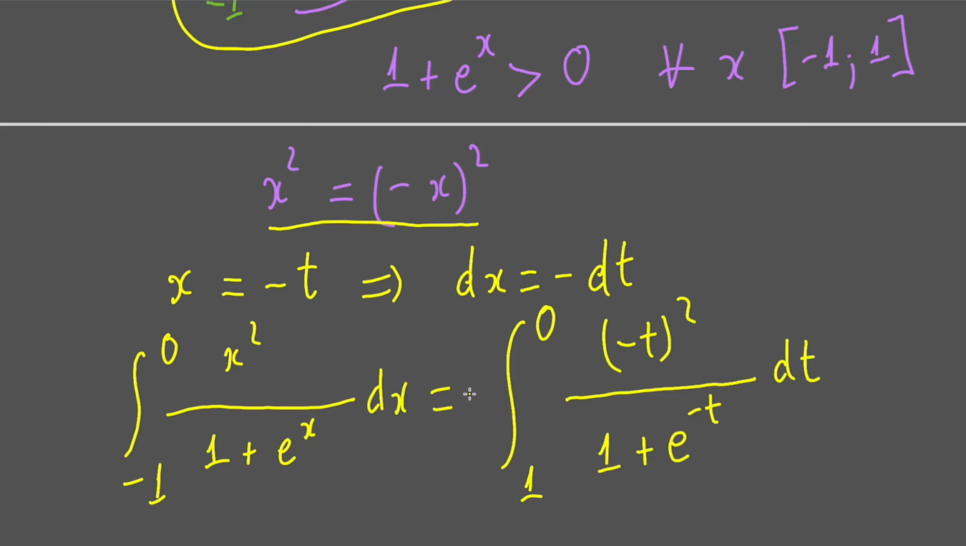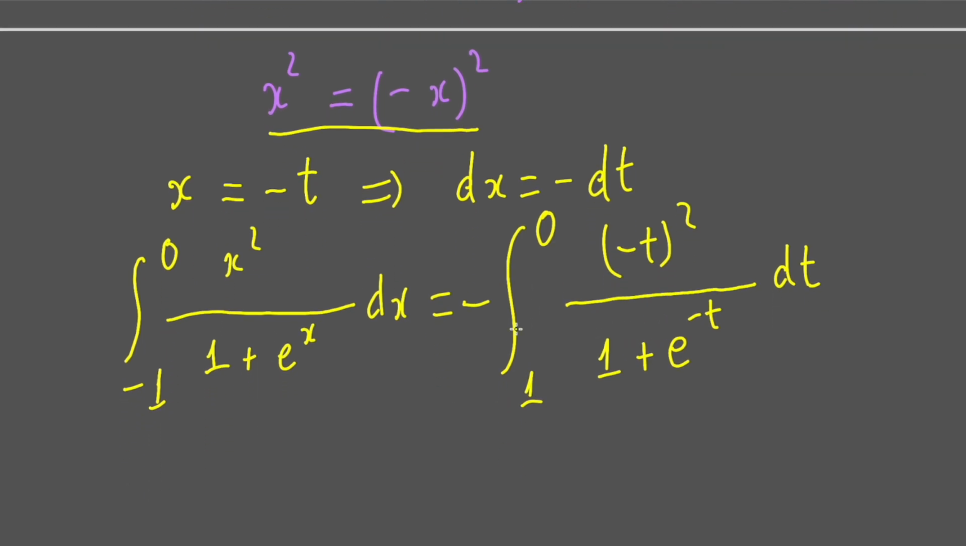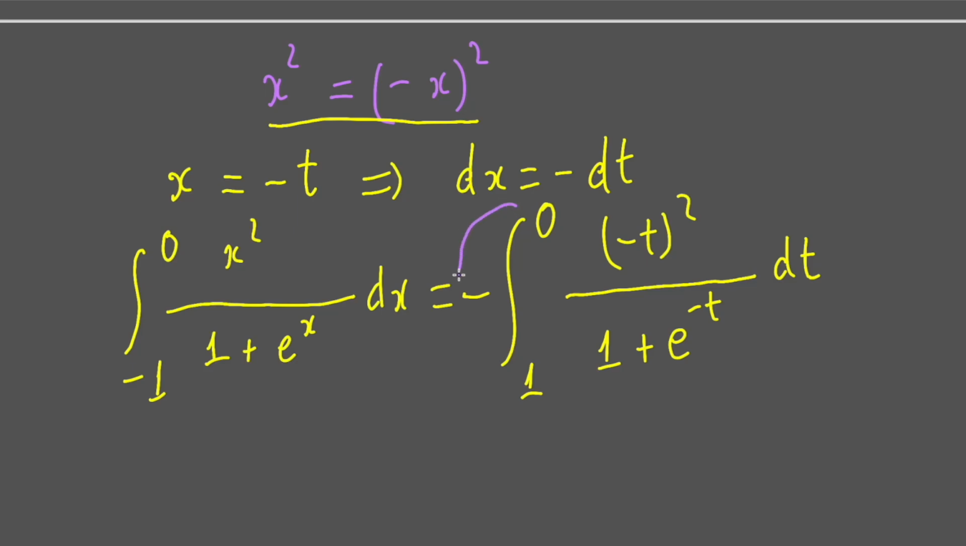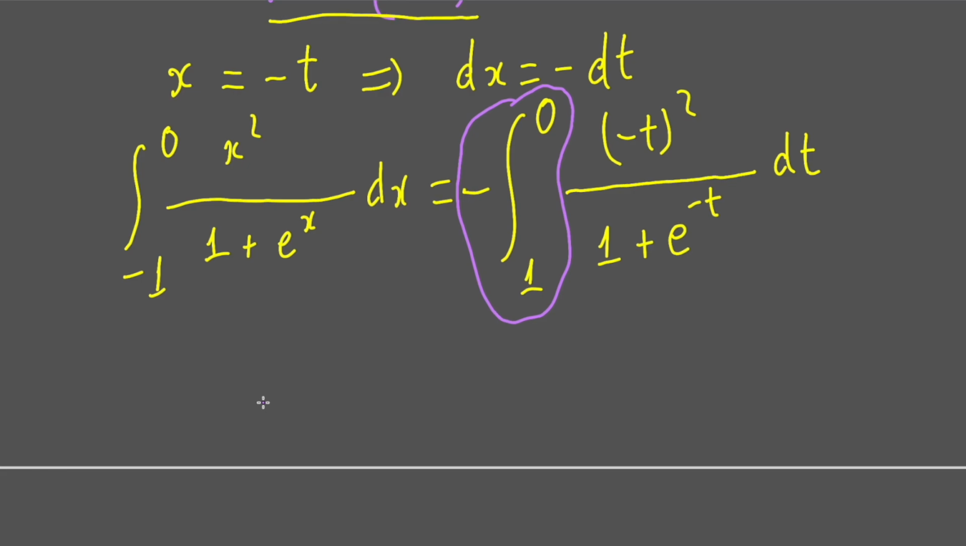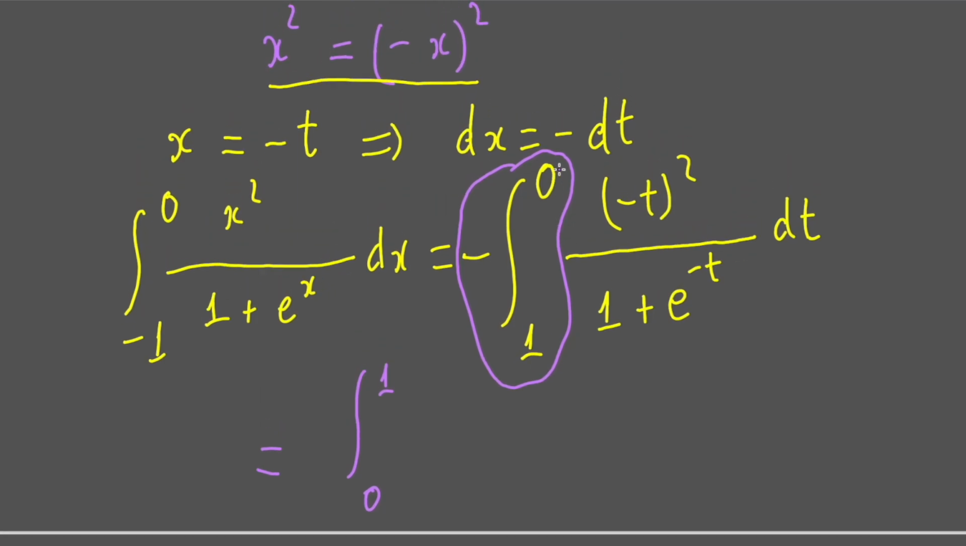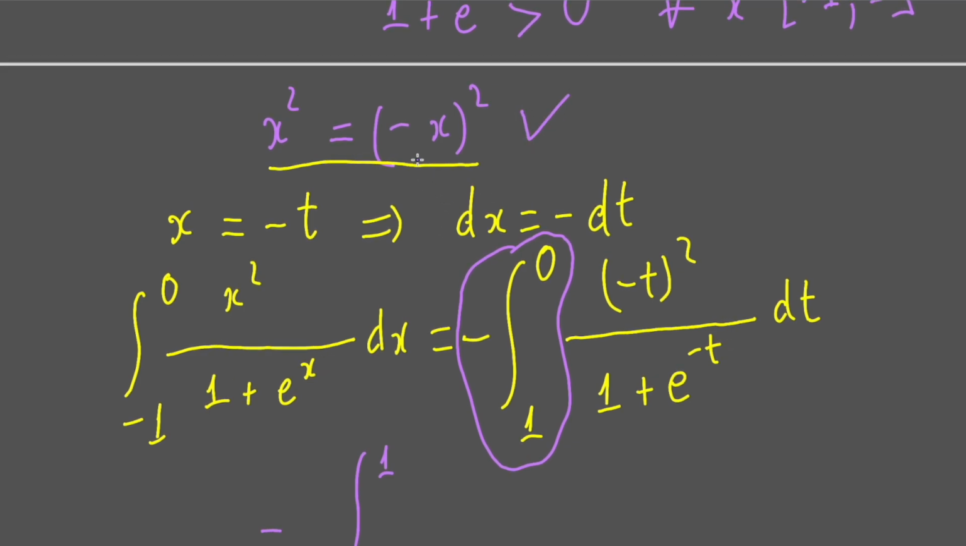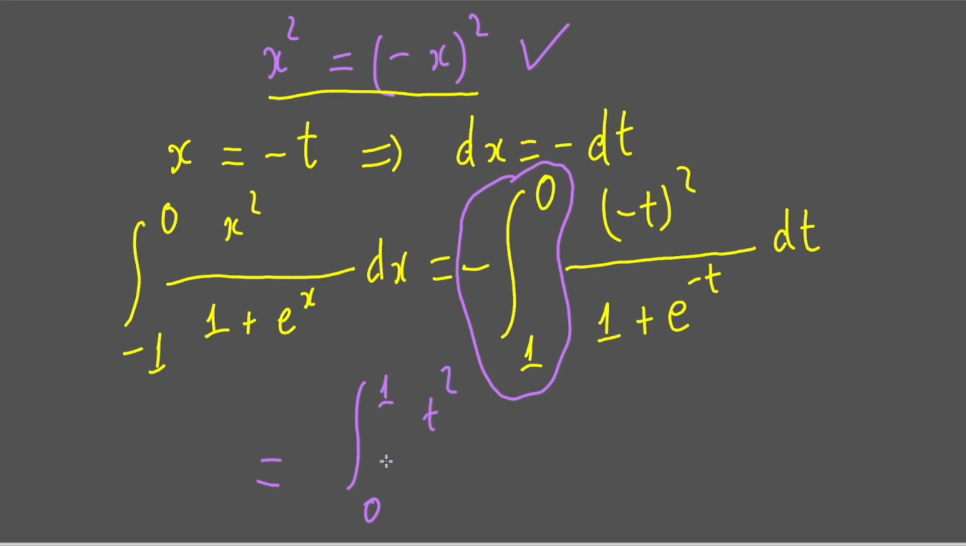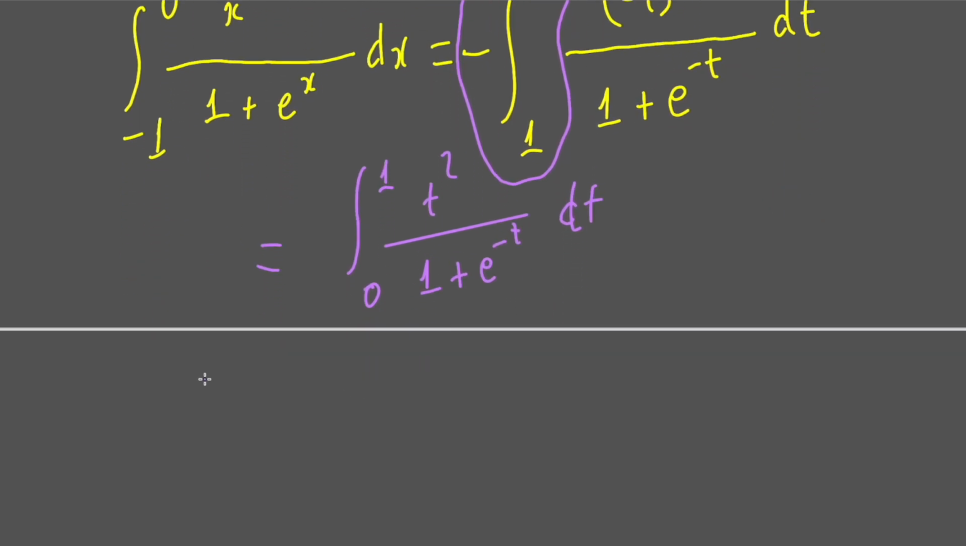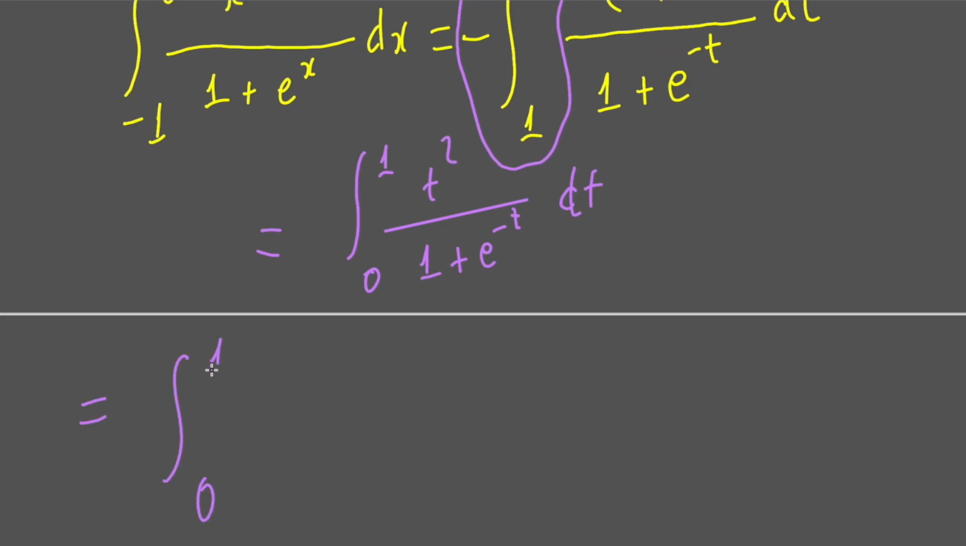And in this case, we have the minus before the integral. From this, we can rearrange the range, then we will have 0 to 1, and (-t) squared will be equal to t squared, like what we know as before. And this is t squared over 1 plus e power of -t dt. This will be equal to the integral from 0 to 1 of t squared multiplied by e power of t over 1 plus e power of t dt.